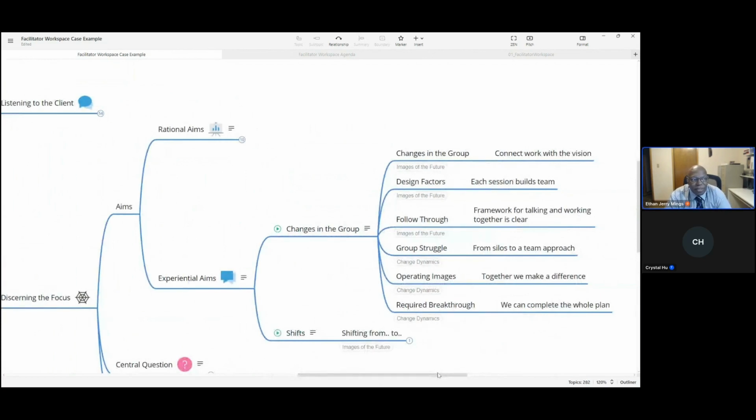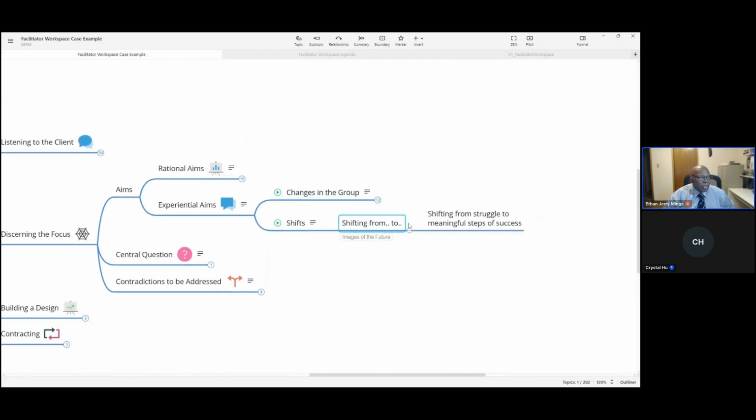Each session builds teams, so they see themselves as a team. The framework for talking and working together is clear. They move from silos to team. They have a clear sense that we're making a difference and we can complete the whole plan. And that's something to really think about when you're thinking about what we are going to do together.